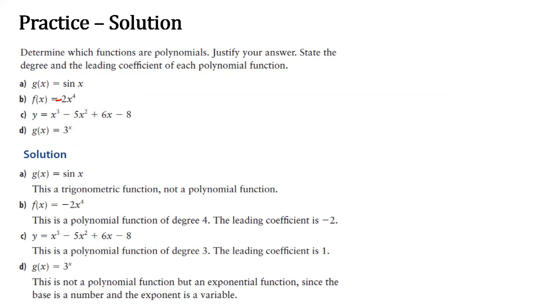The last function is 3 raised to the power of x. So this time the x is in the position of exponent, not the base. So this is not a polynomial function because the base is a number, not the variable, right? So by definition, this is not a polynomial function. This is actually called exponential function. We'll be learning this in unit 3.